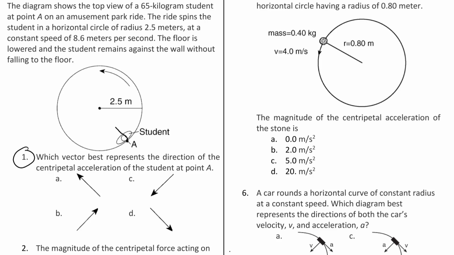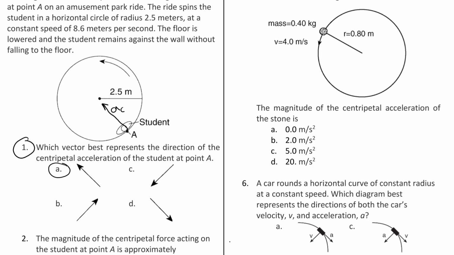So at point A, the centripetal acceleration points towards the center of the circle. That's basically all it's saying. The centripetal is always towards the center. So at A, towards the center means choice A. See how the vectors are pointing in the same direction?